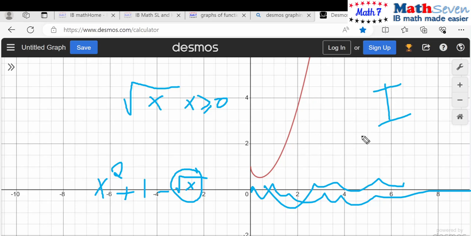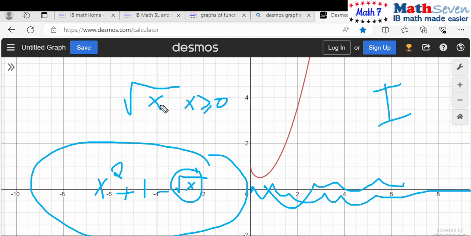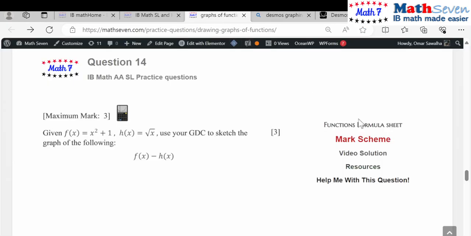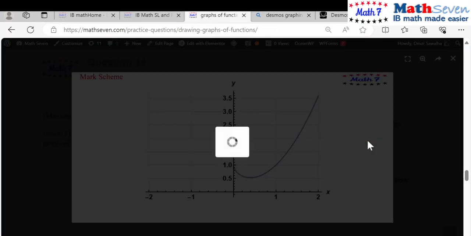Okay, because the values of x that you are allowed to use in these types of functions are only x where x is greater than or equal to 0. Okay, let me know your understanding of this question. So if you go back to your question and take a look at the graph, there you go.